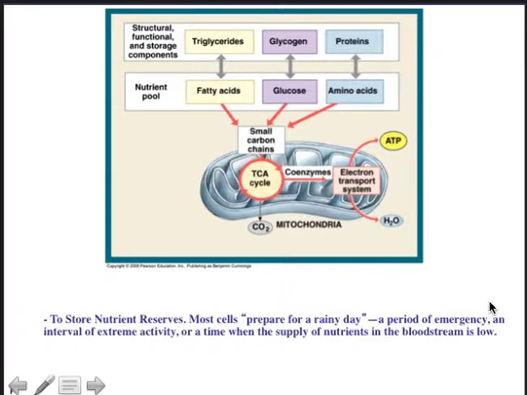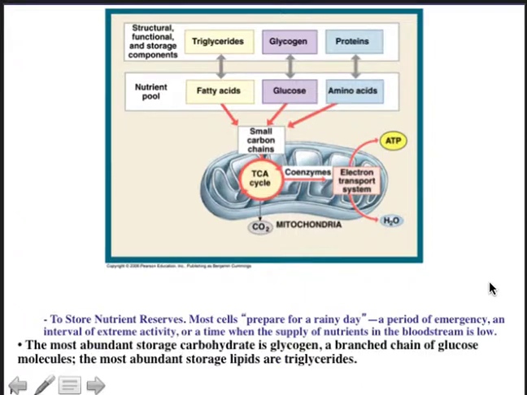It also needs energy to store nutrient reserves. Most cells prepare for a period during which they're not going to have a ready source of energy in the extracellular environment. This is an emergency time, an interval of extreme activity, or a time when the supply of nutrients in the bloodstream is low. And so what they do is they, within the cell, have what are called inclusions, which are storehouses of chemical potential energy that they can draw on in between these periods of low nutrient delivery from the outside environment.